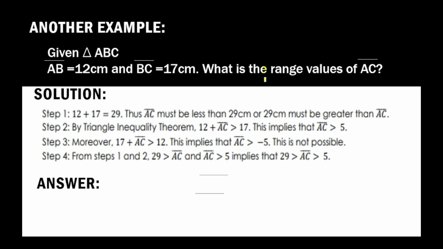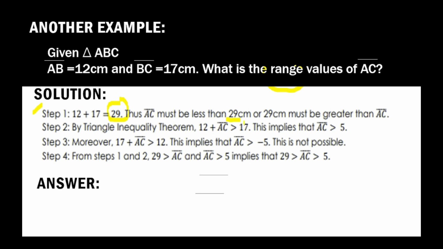Pag sinabing range, ito yung hanggang ano yung mga possible values na pwedeng maging measure ni side AC. Ano yung mga pwedeng maging measure? So, take a look at the solution step by step. For step 1, kukunin natin yung sum nung dalawang side, which is 12 plus 17 is 29. So, ibig sabihin, yung side AC must be less than 29.